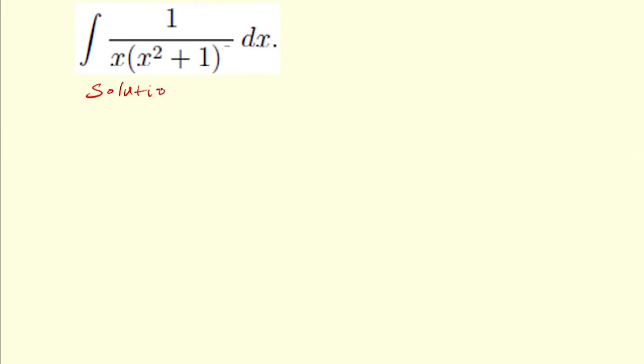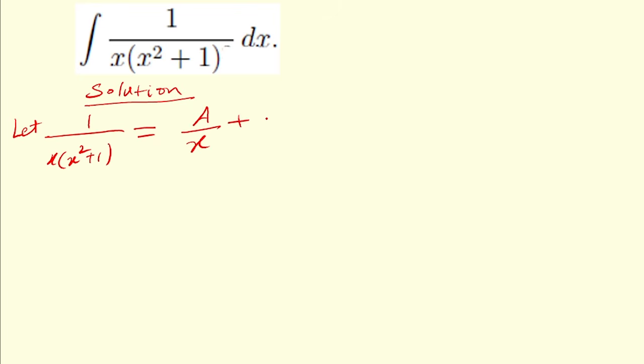Now let's see the solution. 1 over x times (x squared plus 1). X squared plus 1 allows no more decomposition. So we let 1 over x times (x squared plus 1) equal a over the linear factor x, plus, for the quadratic, we have to take a linear numerator, bx plus c over x squared plus 1.